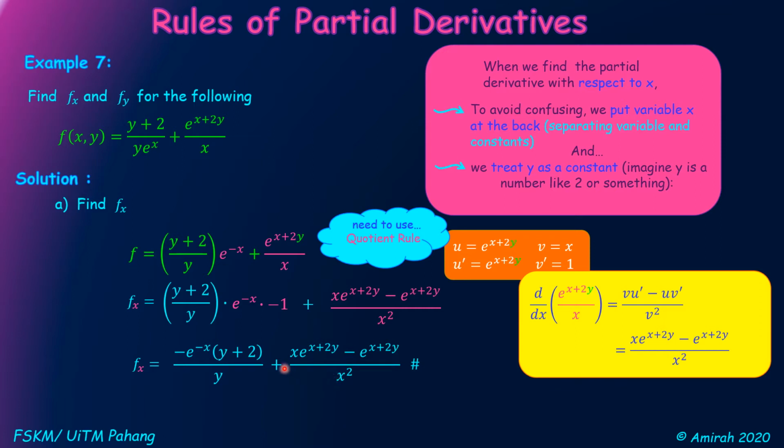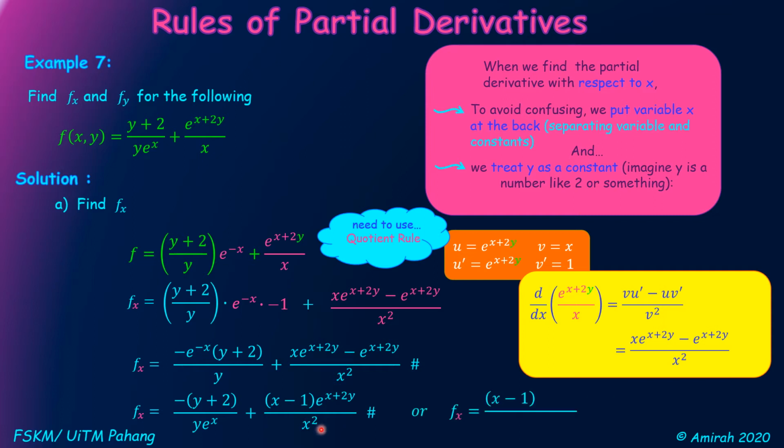Or we can write in another form. So we can write fx equals, we can move down e to the power of negative x. When we move down, we get e to the power of positive x. We still have negative here, and then negative y plus 2 over y, and then we move down, we get e to the power of positive x. And then from here, we can factorize e to the power of x plus 2y, so we get x minus 1 in brackets.